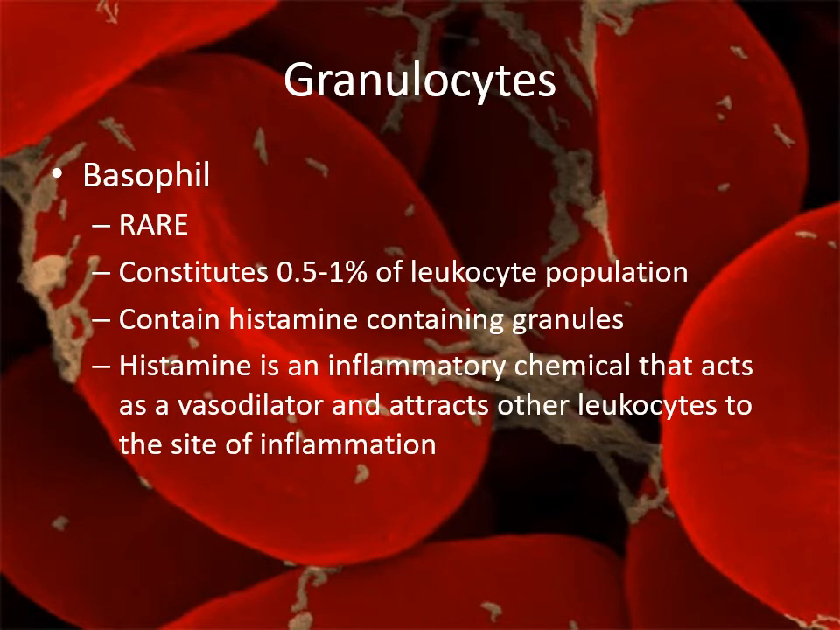So basophils are fairly rare white blood cells. They constitute about 0.5 to 1% of the leukocyte population. They have histamine containing granules. So histamine is an inflammatory chemical that acts as a vasodilator, and it attracts other leukocytes to the site of inflammation. So their job is basically to cause a reaction.